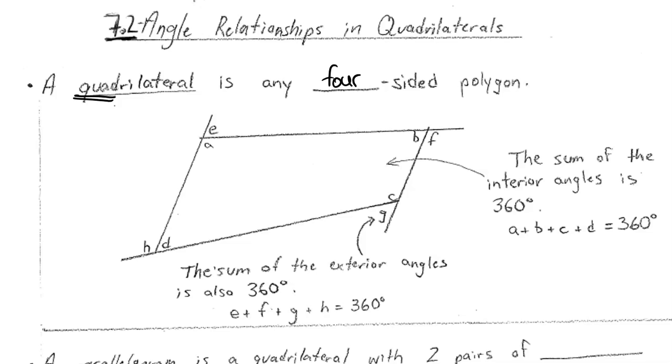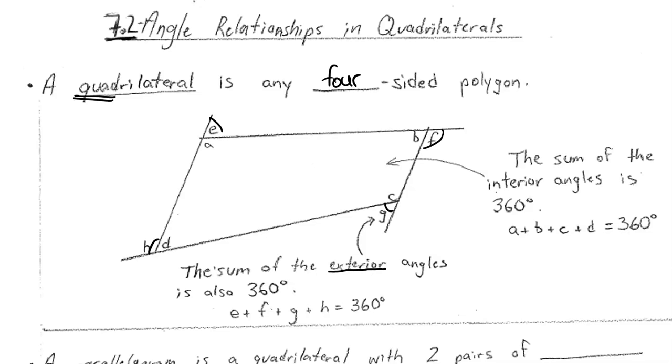We can draw a quadrilateral with four sides as shown, and then all these angles here, E, F, G, and H, are called exterior angles. The sum of those exterior angles is 360 degrees. If you remember from yesterday, the sum of the exterior angles of a triangle was also 360 degrees. So interestingly enough, the sum of the exterior angles hasn't changed when we've added an extra side.